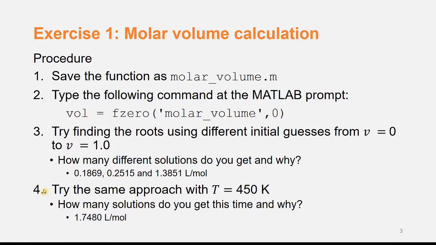When above the critical temperature, there is only one root, as the isotherms on the PV chart have no turning points. The solution when the temperature is 450 Kelvin is 1.7480 liters per mole, which you always get no matter what the initial guess is.